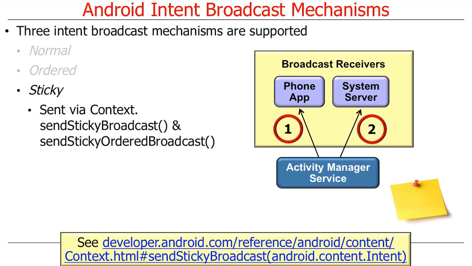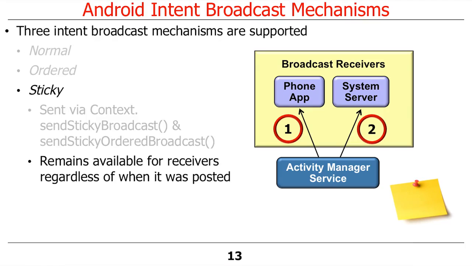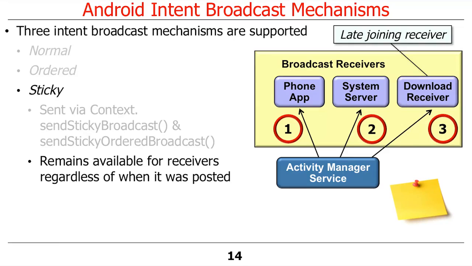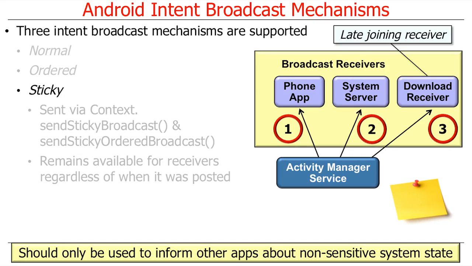The third and final type of intent broadcast mechanism is called sticky broadcasts. These are sent by the context send sticky broadcast and send sticky ordered broadcast methods. A sticky broadcast remains available for receivers regardless of when it was posted. For example, if a late joining receiver comes along after a sticky intent has been set, it'll be able to be seen by that late joining receiver. Naturally, sticky broadcasts should only be used to inform apps about non-sensitive system state, since they stick around for a long time. It's never entirely clear who might be receiving them.